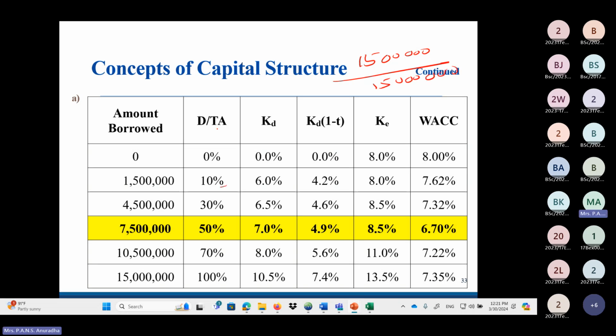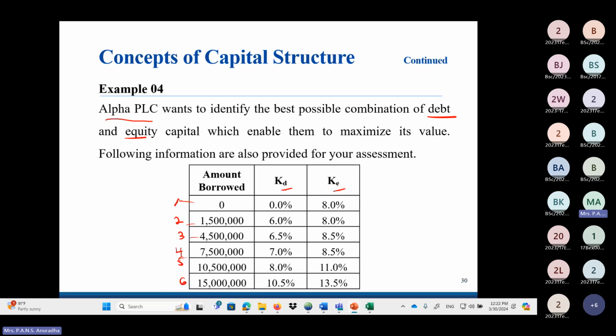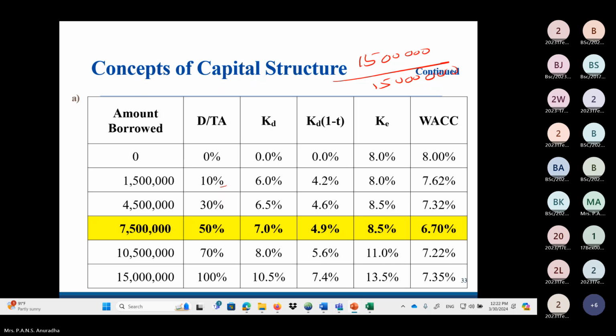So likewise, we have calculated these debt to total asset ratios: 30%, 50%, 70 and 100. The cost of debt was given, right? For each, you can see these are given. The cost of equity is also given. The cost of debt is on a before-tax basis, so you have to adjust it for tax. The tax rate was given as 30%. So you have to calculate the after-tax adjusted cost of debt like this.